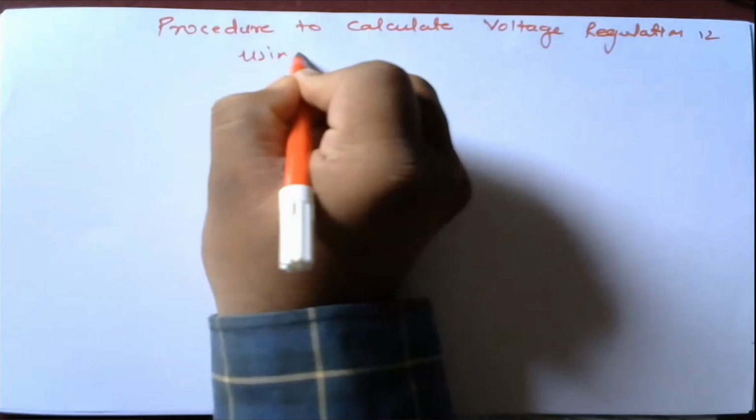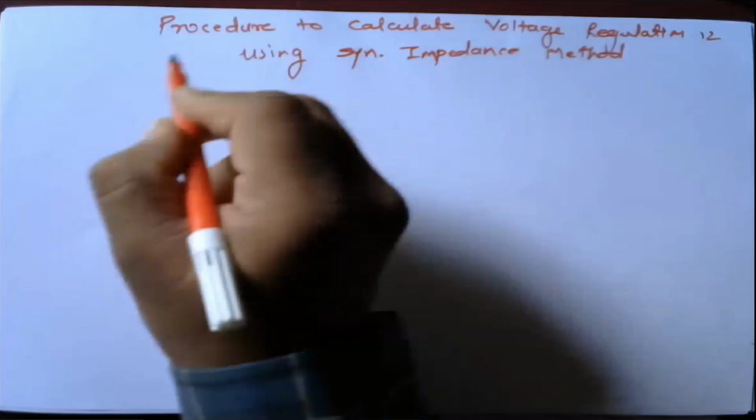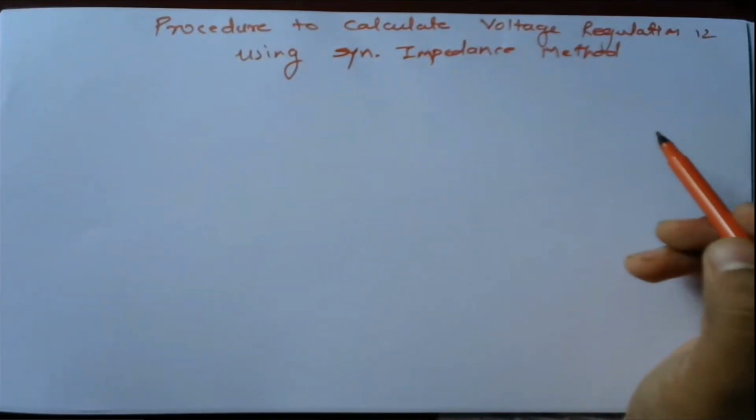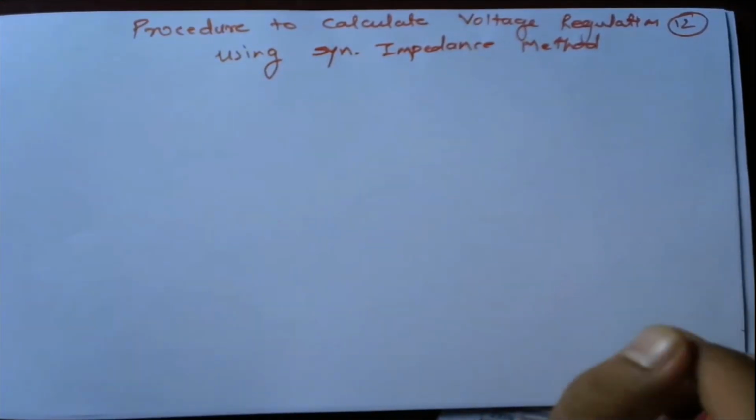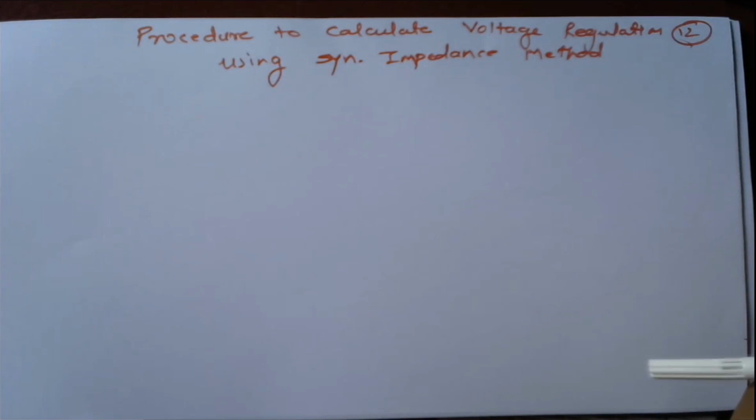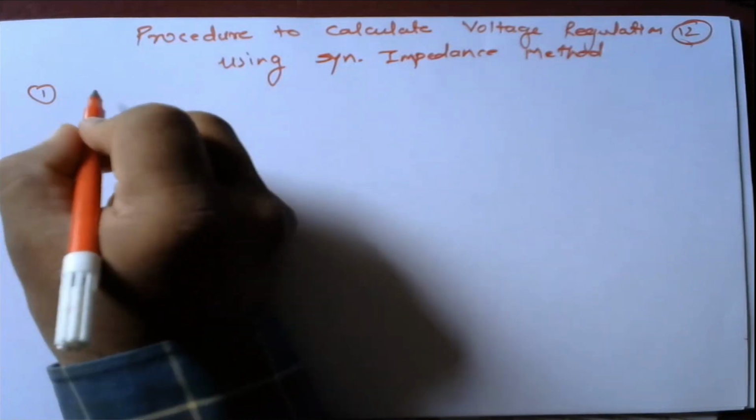See the procedure to calculate the voltage regulation by using the synchronous impedance method. You can note it down. Procedure using synchronous impedance method. For this method, what is the data required? To calculate the synchronous impedance, which data is required? Armature resistance, open circuit characteristics and short circuit characteristics. The first step, we have to calculate the synchronous impedance.